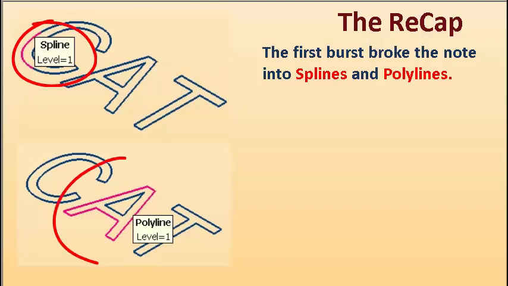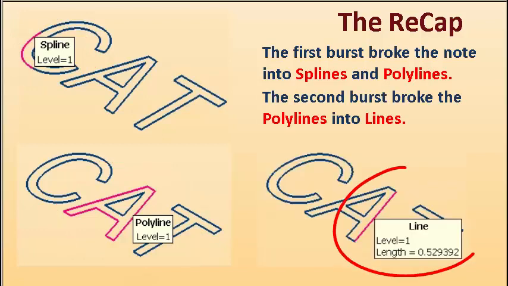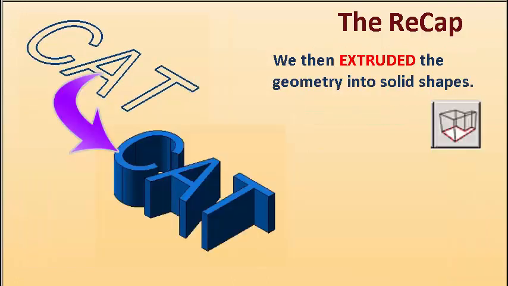The first burst broke the note into splines and polylines. And the second burst broke the polylines into lines. We then extruded the geometry into solid shapes.